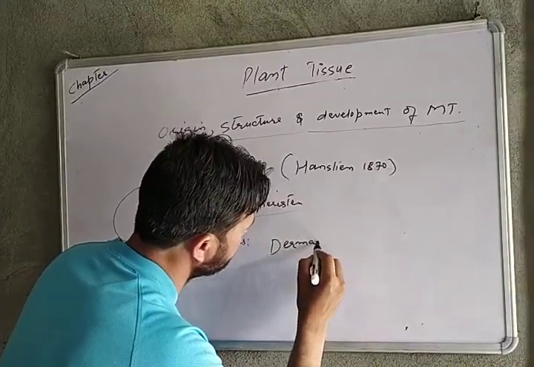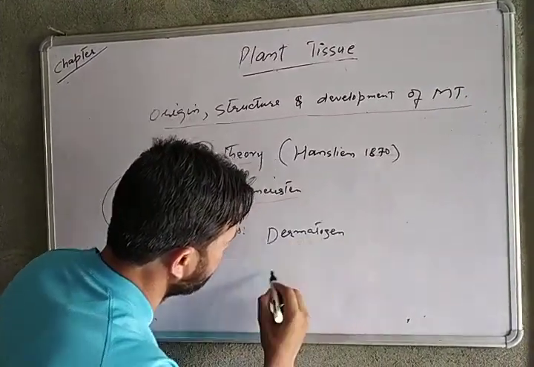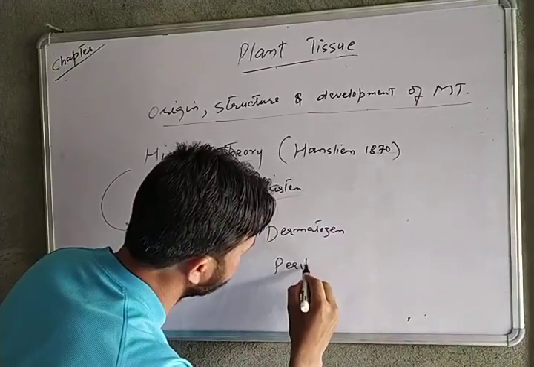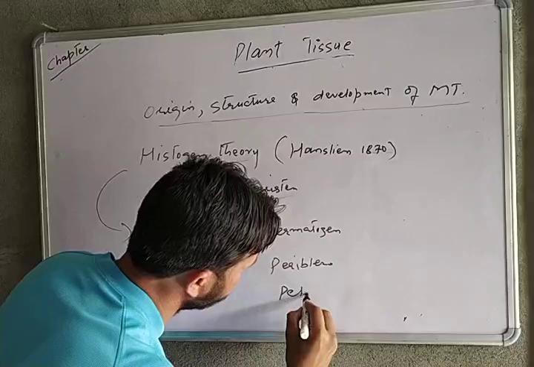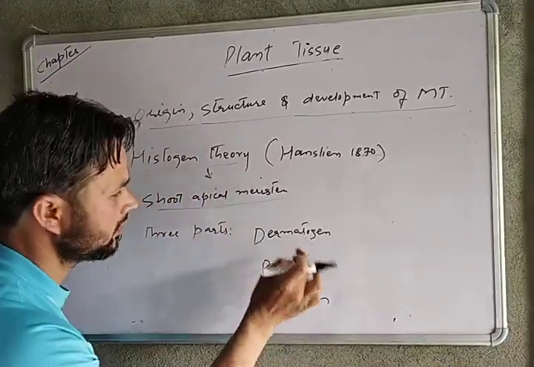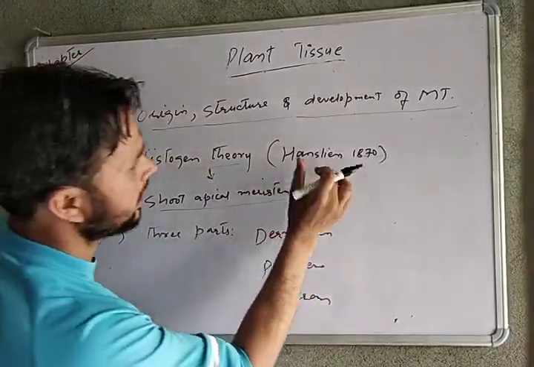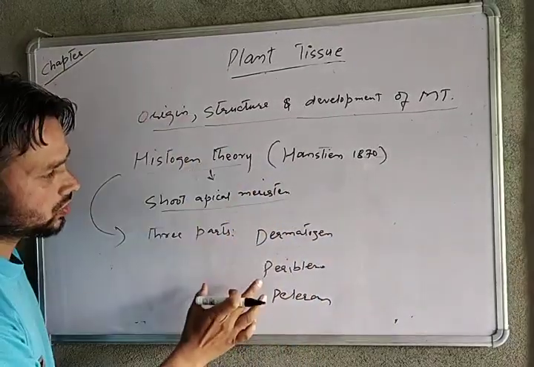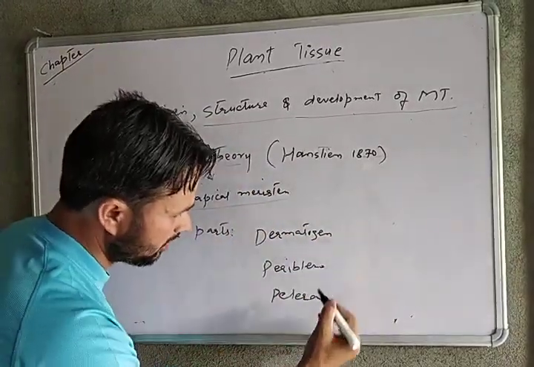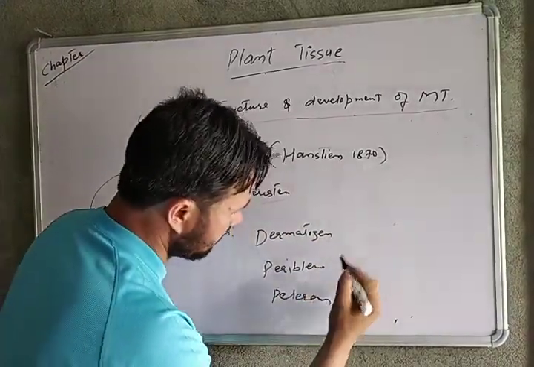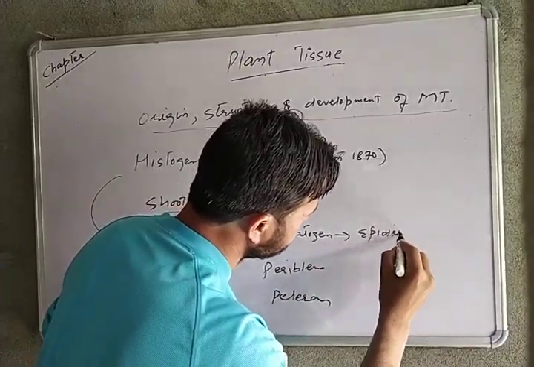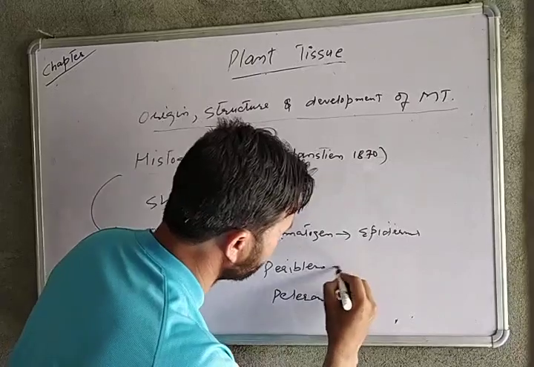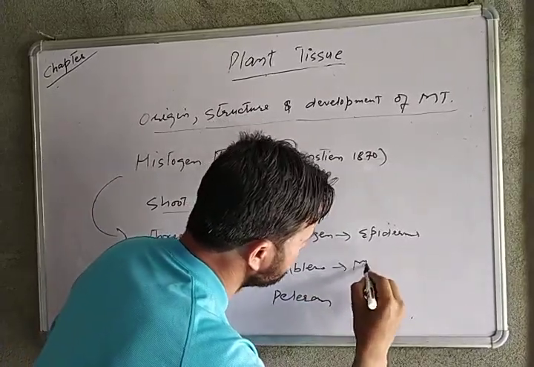What are these? Dermatogen, periblem, and plerome. These are the different histogens which Hanstein explains in this histological theory. Dermatogen, periblem and plerome. This dermatogen gives rise to epidermis, and periblem gives rise to the middle layers.